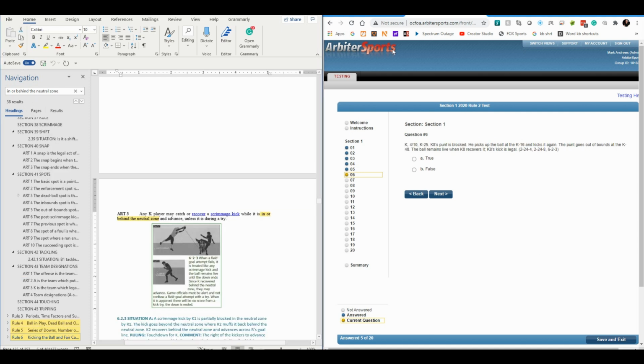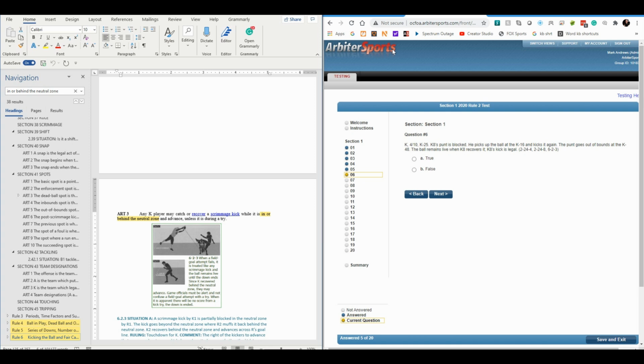Okay, question number 6. K, 4th and 10 at the K25. Excuse me. K8's punt is blocked. I'm hiccuping. He picks up the ball at the K16. Okay, so the K8 punter picks the ball up at the K16 and kicks it again. The punt goes out of bounds at the K48. The ball remains live when K8 recovers it. K8's kick is legal.